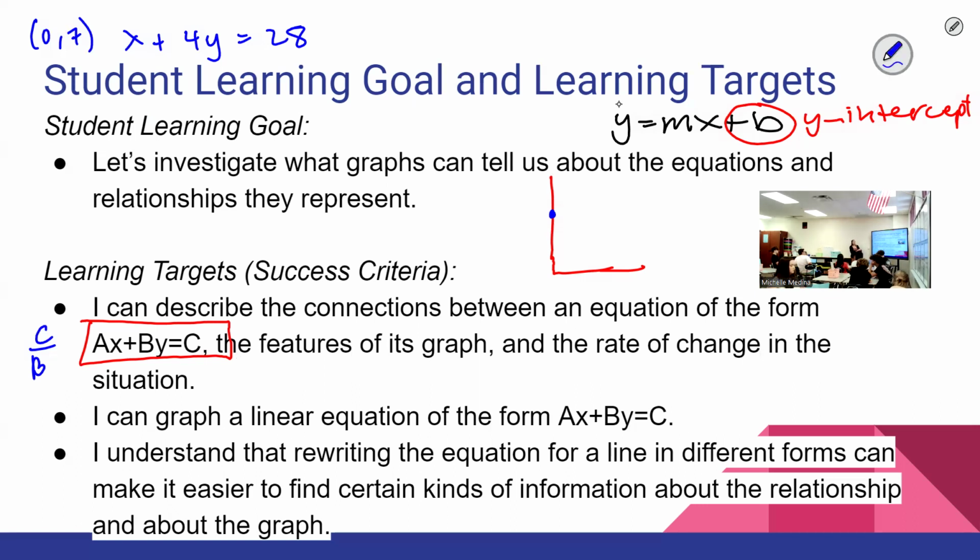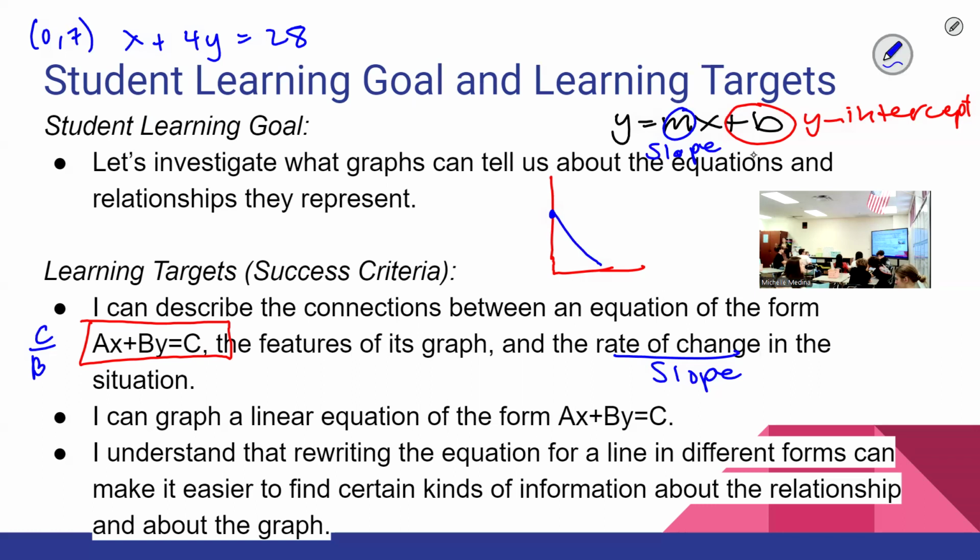But it is easier to see the slope in slope-intercept form. It's always the number that's in front of the x. And that is a feature of the graph. It tells me my rate of change. So how steep my graph is. So rate of change is another way to say slope. So if you can make it into slope-intercept form, you can say what the rate of change is. It just might be worded slightly differently.